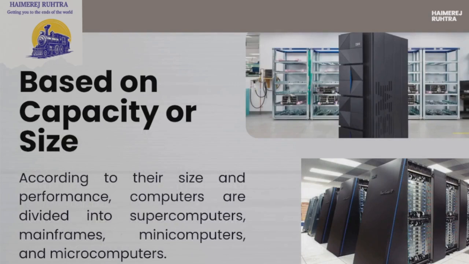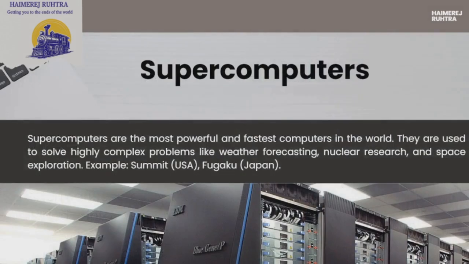Then based on capacity or size. Computers can be classified based on their capacity. We have the supercomputers, the mainframes, the minicomputers, and the microcomputers. Supercomputers are the most powerful and fastest computers in the world. Now I think quantum computers might be able to overtake them, since they can process at much more speed. I don't know if you could even combine them, but that's for another day.